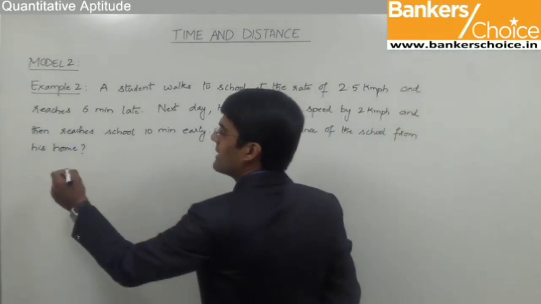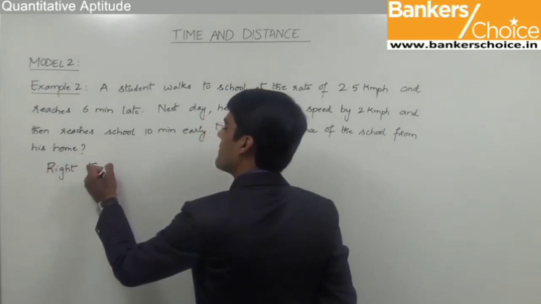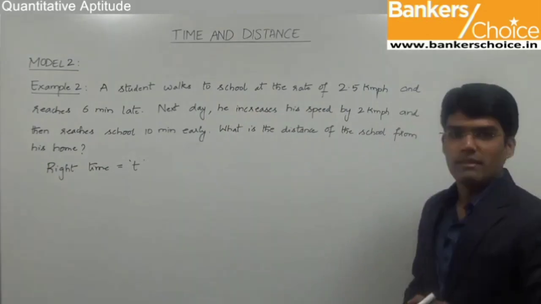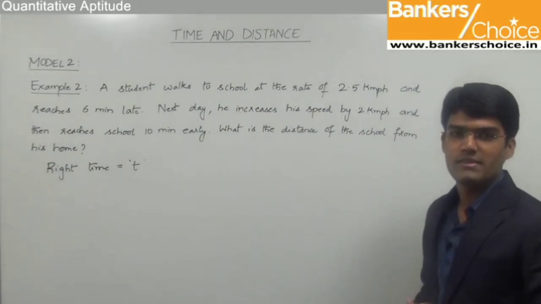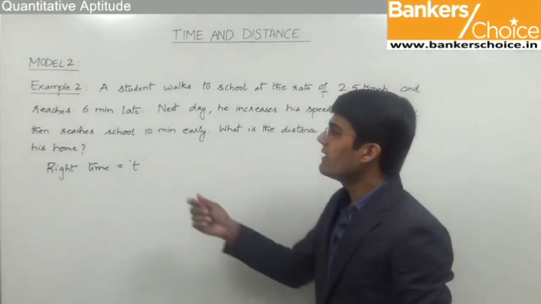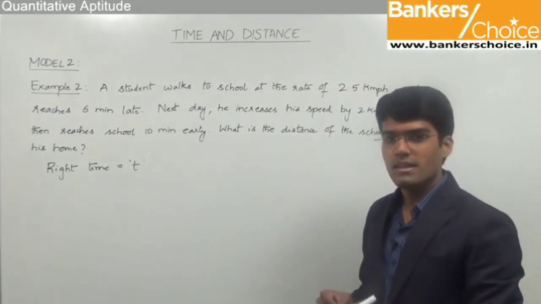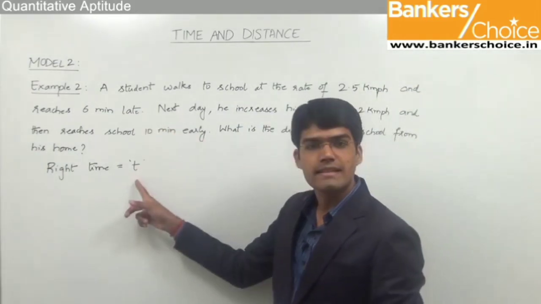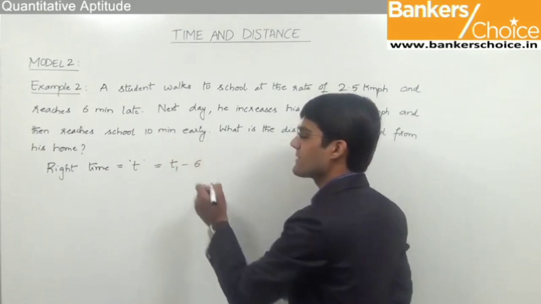Let us assume that the right time to reach the school is t. That means every day the school starts at time t. Let us assume the time taken in the first case is t1 and that in the second case is t2. So as you can see here, in the first case he reached the school 6 minutes late. That means from the time t1, if we subtract 6 minutes, we will get the right time t. So t can be taken as t1 minus 6.